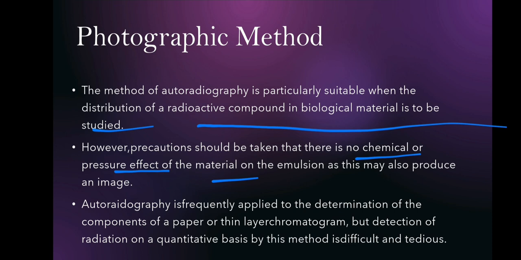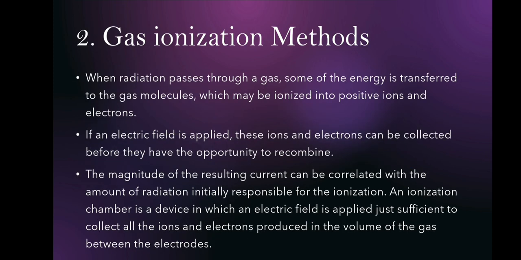Autoradiography is frequently applied to the determination of the components of paper or thin layer chromatogram, but detection of the radiation on a quantitative basis by this method is difficult and tedious. So that was the photographic method. Moving on towards the gas ionization method, this method will be explained in the next video.